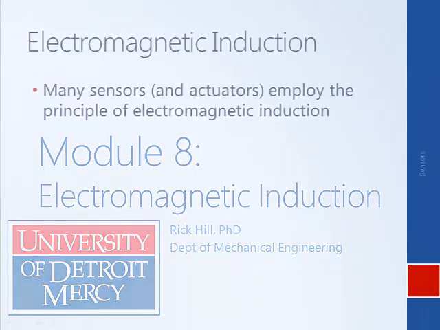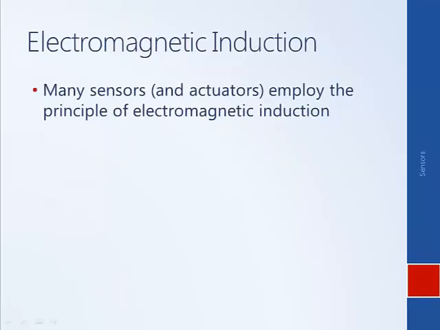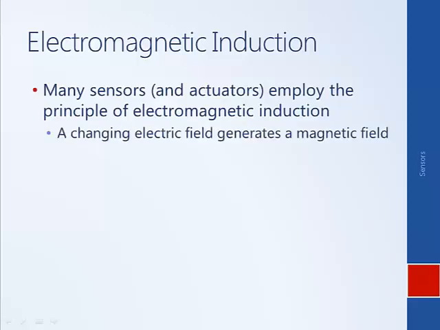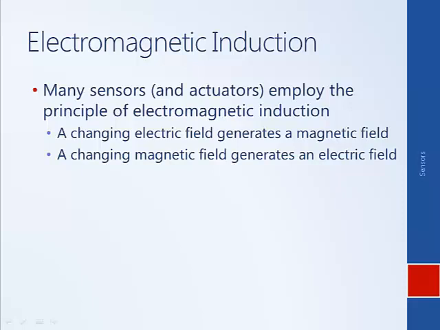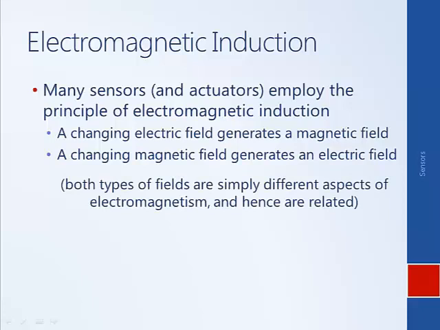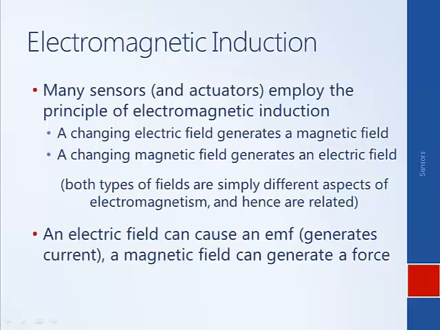Many types of sensors, and actuators too, employ the principle of electromagnetic induction. One aspect of this is that a changing electric field generates a magnetic field, and conversely, a changing magnetic field generates an electric field. These two facts make sense because both types of fields are simply different aspects of the same thing, electromagnetism. The presence of an electric field causes an EMF, an electromotive force, a voltage that generates current.